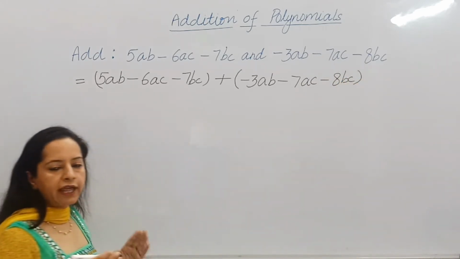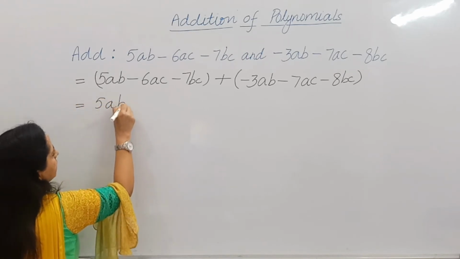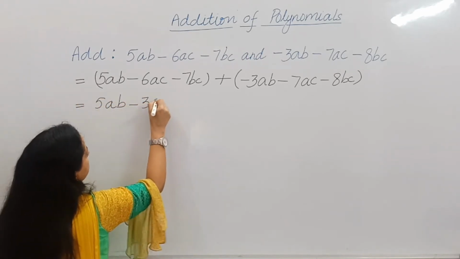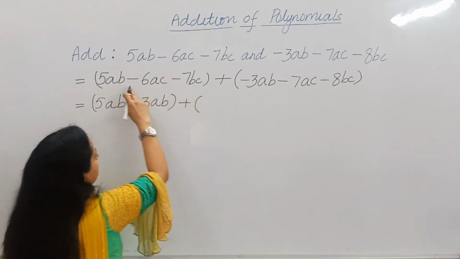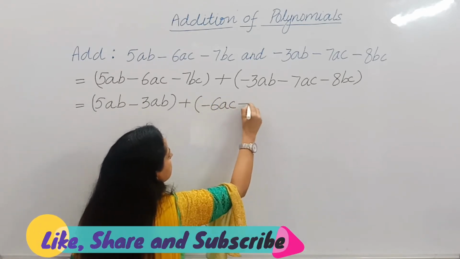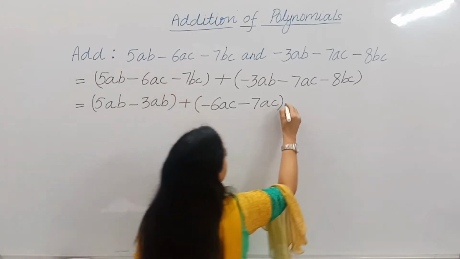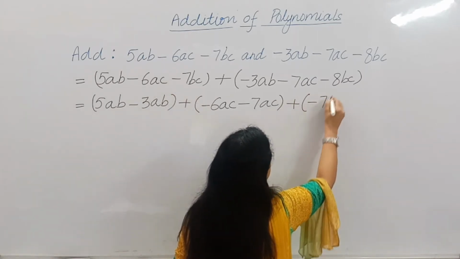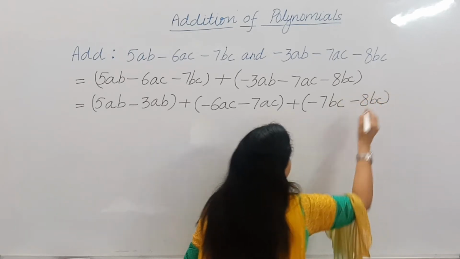Now let us put the like terms together. So I have here 5ab and minus 3ab, plus sign in between. Here I have got minus 6ac and here minus 7ac. Then here bc, so plus sign in between, minus 7bc and here minus 8bc.